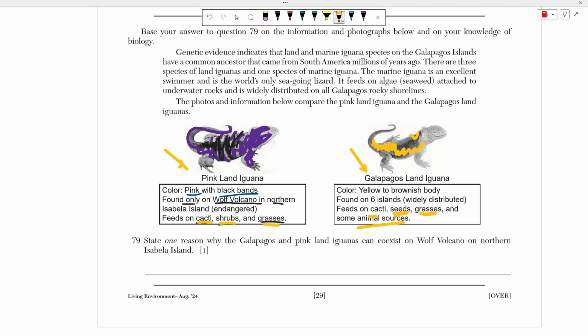So even though they can both eat cacti and grasses, if this one's eating all the cacti and grasses, this yellow iguana can go ahead and feed on the seeds and animal sources. So they're not going to compete there. And again, they probably share the resources evenly. So your one reason can be just that, right?